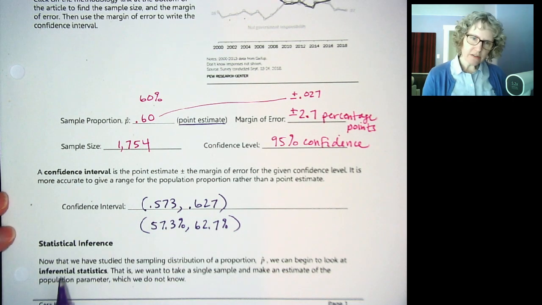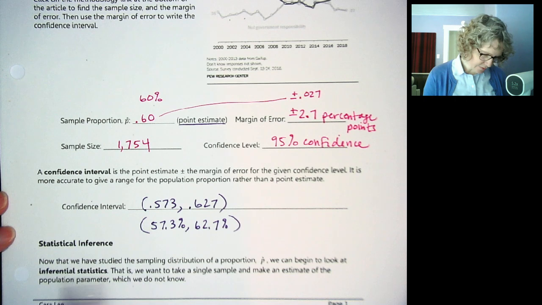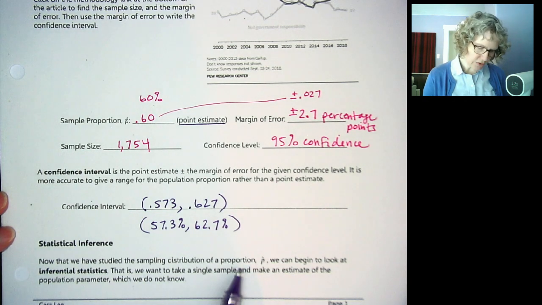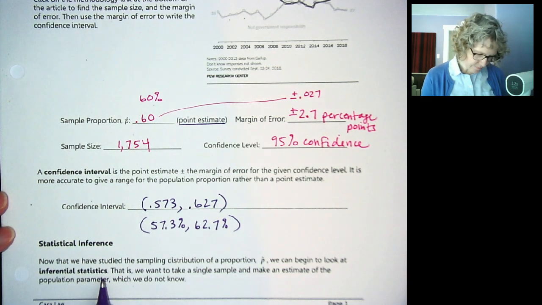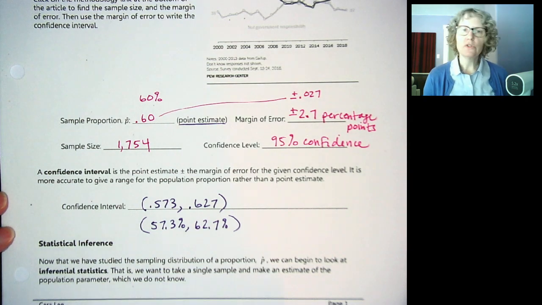So let me just see if there's anything else I haven't said here. So now that we've studied the sampling distribution of a proportion, which is called p hat, we can look at inferential statistics. So we want to take a single sample and make an estimate of the population parameter, which we do not know. So that's a little bit of a summary there.